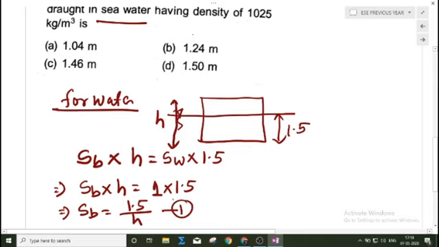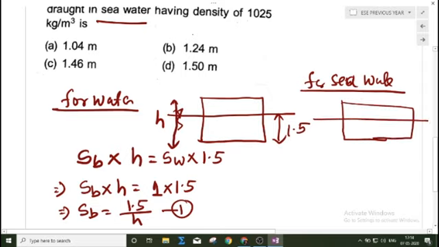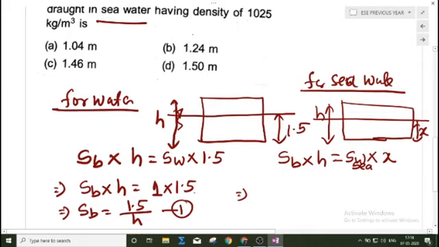Let me take this as equation 1. And suppose this is for sea water. Sea water is asking what is the depth of immersion. Suppose the height will be same, h. Now x is what is being asked. So similarly, h into specific gravity of the body will be equal to specific gravity of sea water into x. So the specific gravity of the body is 1.5 by h, into h. And the specific gravity of sea water is how much? This is 1.025.